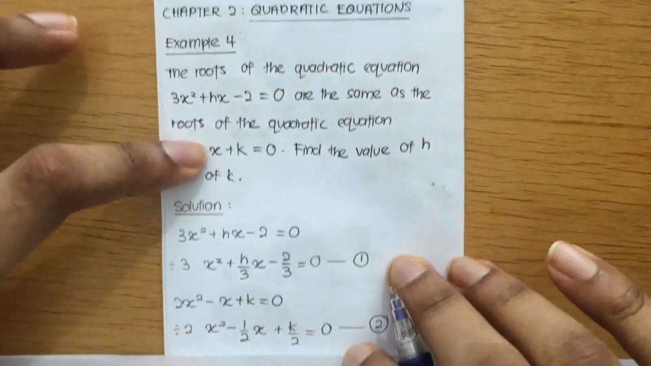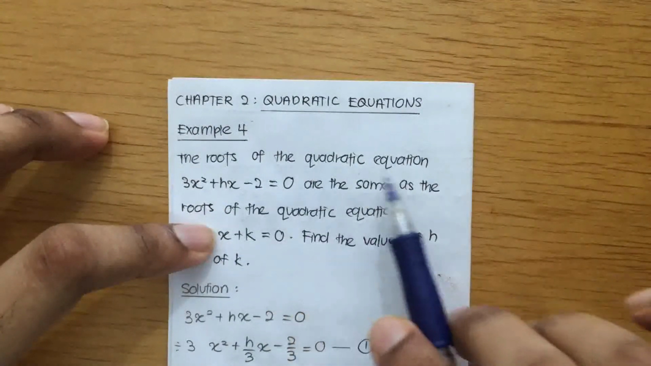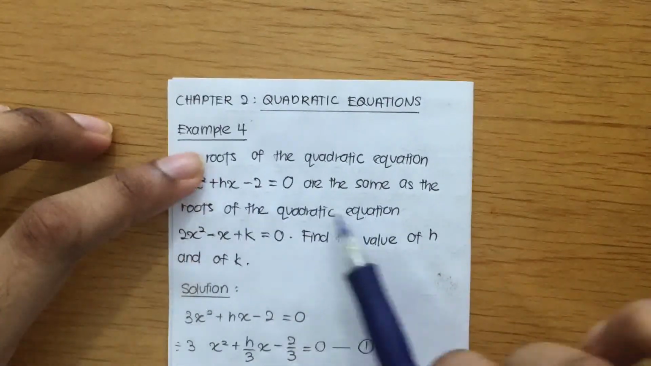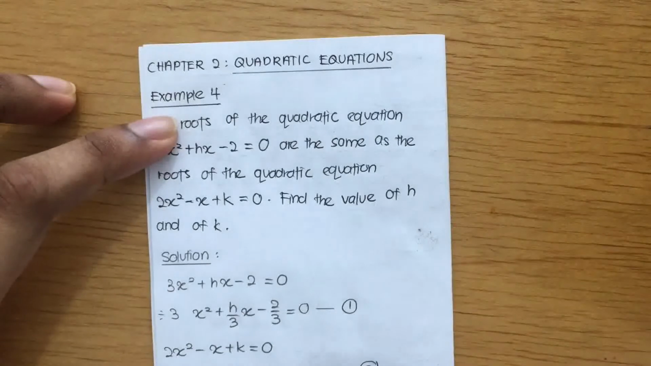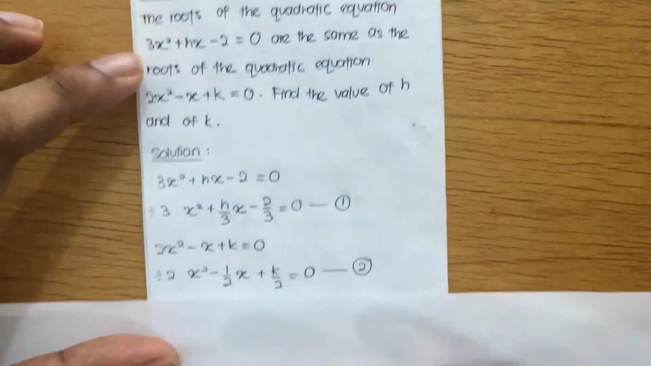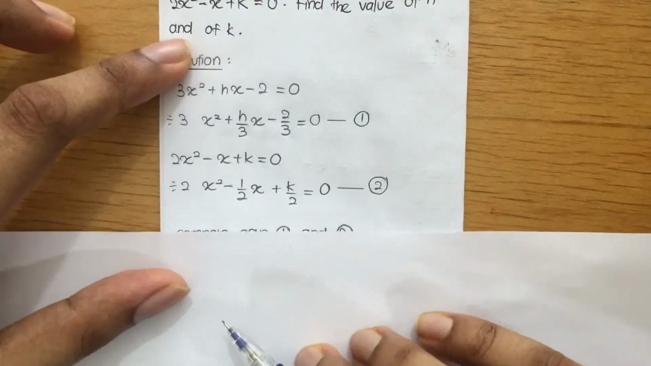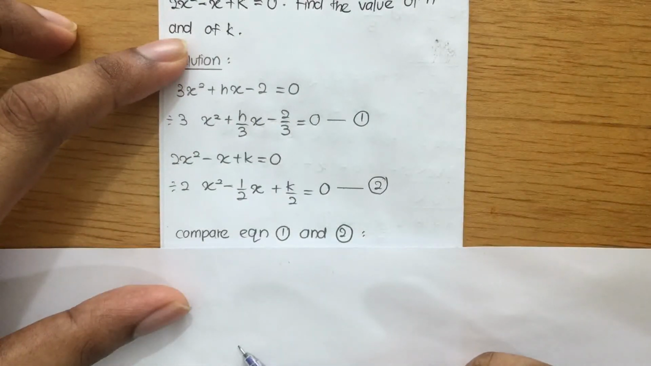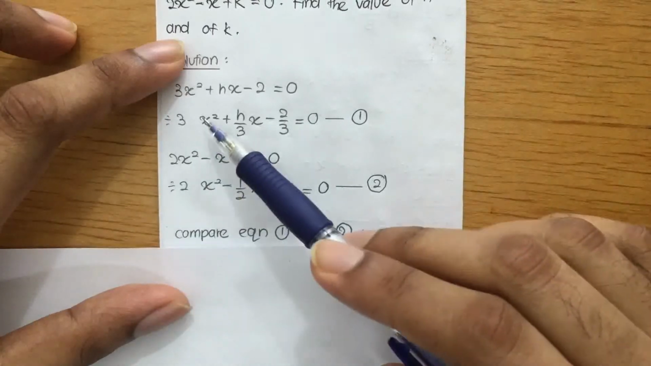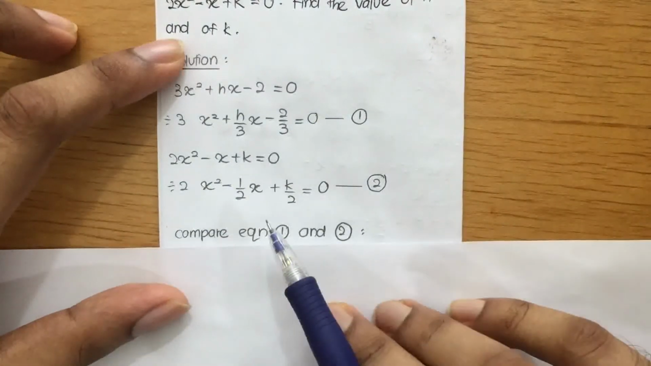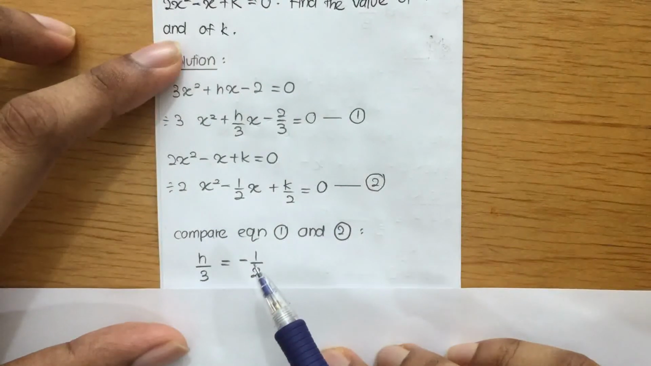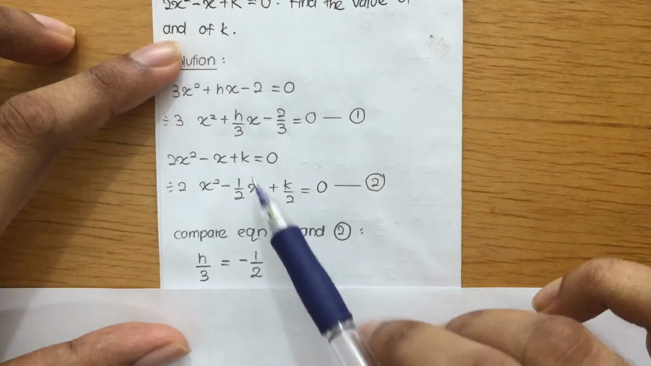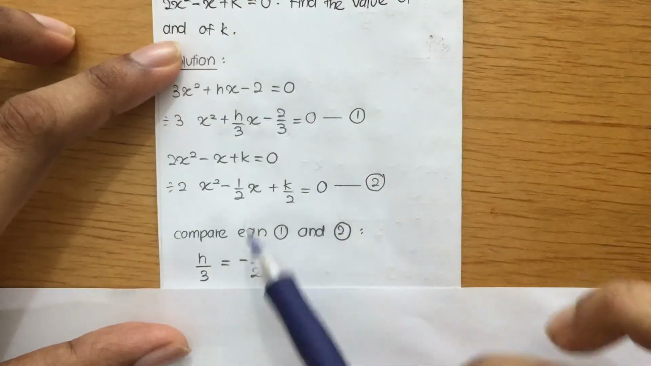Remember the question already mentioned that the roots of the quadratic equation, let's say this is equation 1, are the same as the roots of the quadratic equation 2. So since their roots are the same, you're going to compare equation 1 with equation 2. So we're going to compare in terms of their respective coefficients, guys. We're going to start by comparing h over 3x and negative 1 over 2x. So we're going to compare in terms of the coefficient of x over here.